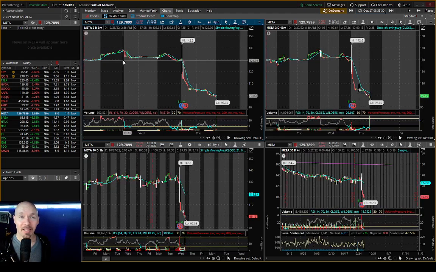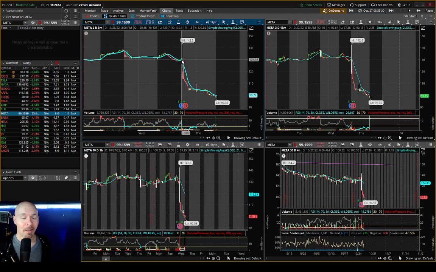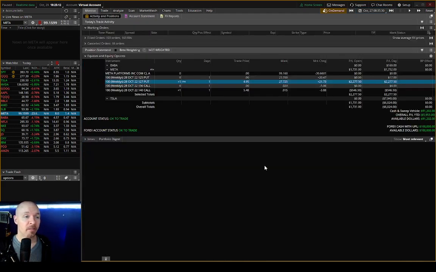So anybody that was paying attention, you know that it was a massive, massive gutting. Meta had a terrible release. They dumped a lot. They continued dumping all the way through post-market and in pre-market, and opened up below $100. So it was a fairly epic meltdown. And we're going to jump over and find out what that did to our contracts.